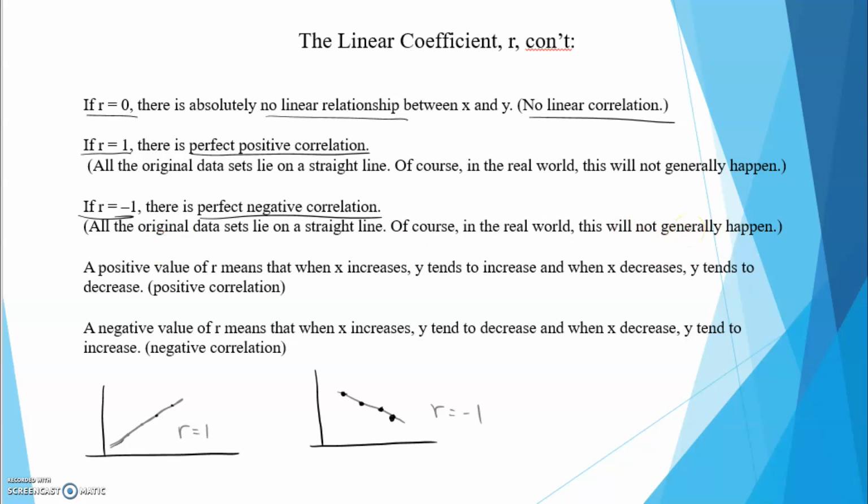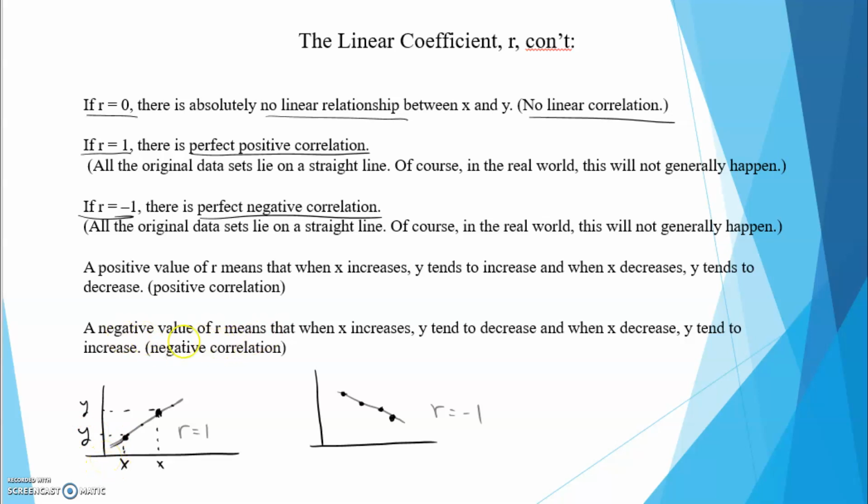So a positive value of r means that when x increases, y will increase, and when x decreases, y will decrease. That's a positive correlation. If you look at this point right here, here's your x variable, here's your y variable: high value for x, high value for y. At this point right here, low value for x, low value for y.